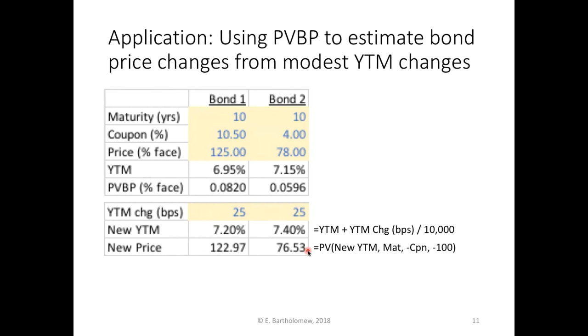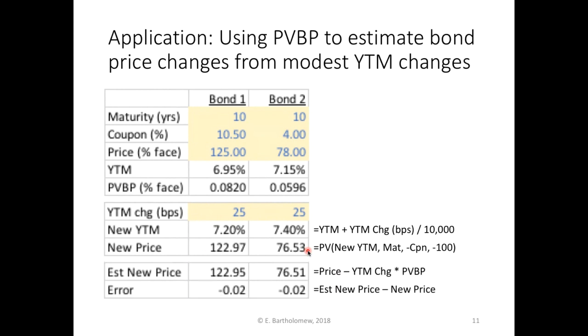So this is not using the PVBP. This is just calculating the new price directly. Alternatively, we could estimate it by just saying, well, we know the PVBP. So for example, in the first bond it is 0.0820, and we know that we're changing 25 basis points. So the new price is approximately going to equal the old price minus the 25 basis points times the 0.0820, and that would give you 122.95. And it's very close to this, which is what you would expect because it's a small change.